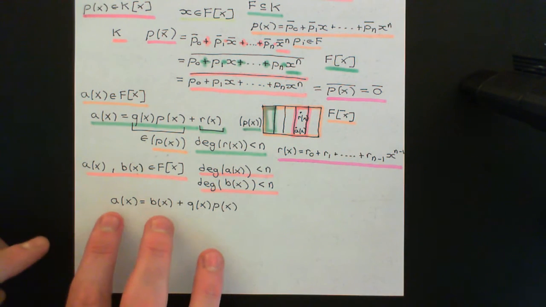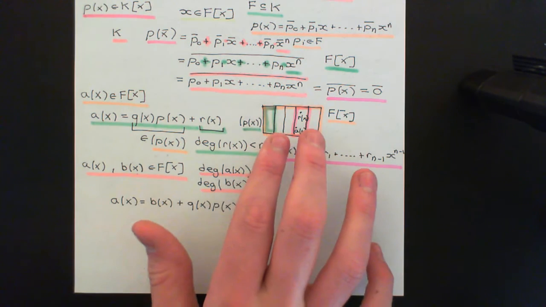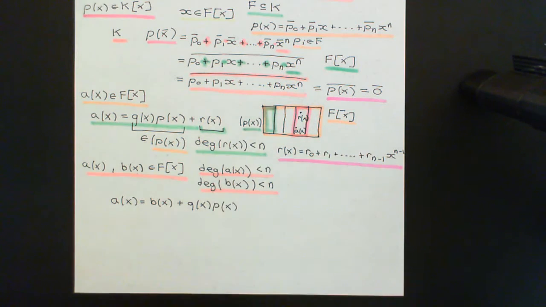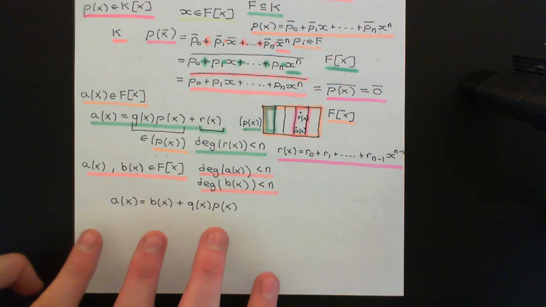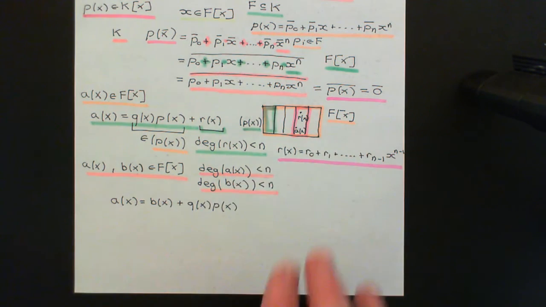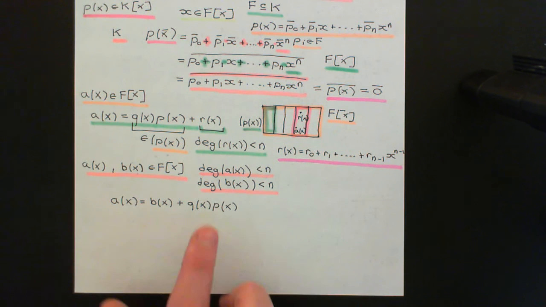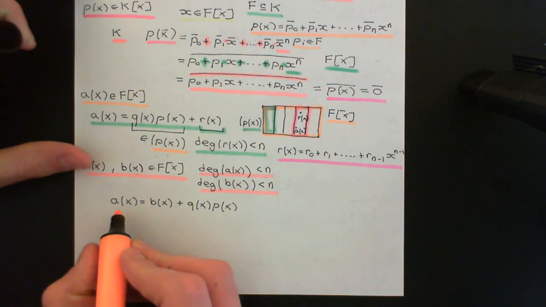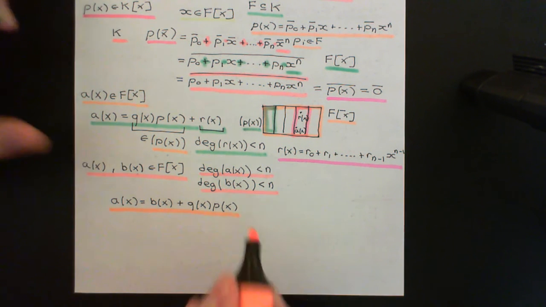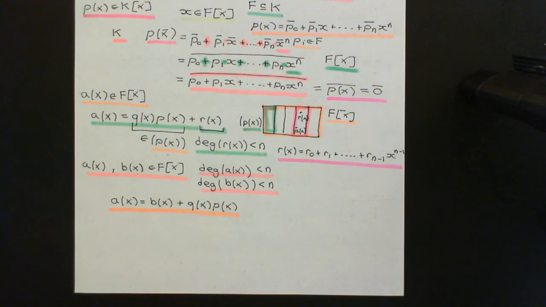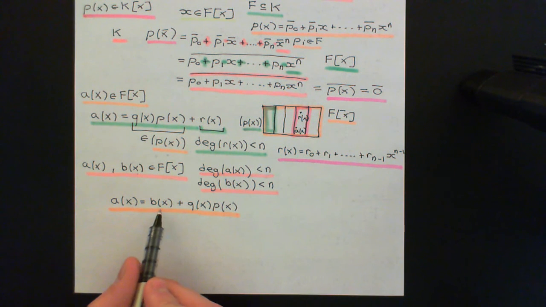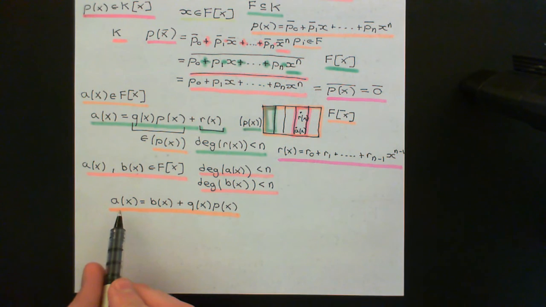If a of x and b of x are going to end up in the same coset when we quotient out by the principal ideal generated by p of x, then this statement must be true in the ring of polynomials over the field for some q of x. Right. So how do we arrive at something silly then? Well, what we can do is take b of x onto the other side.